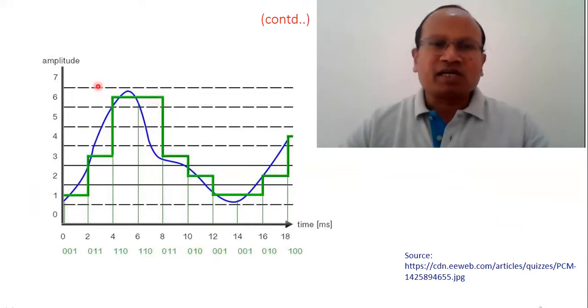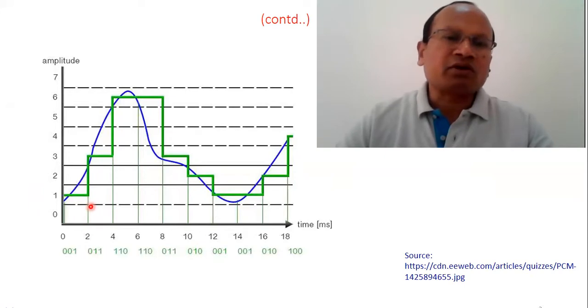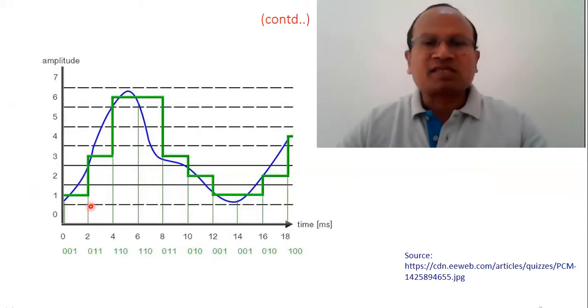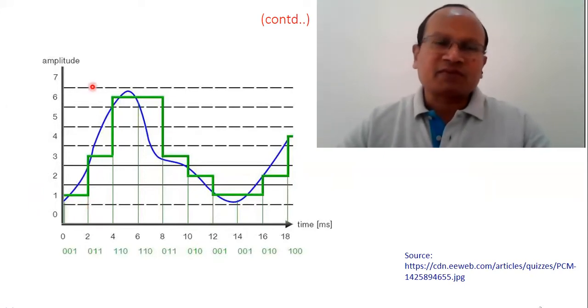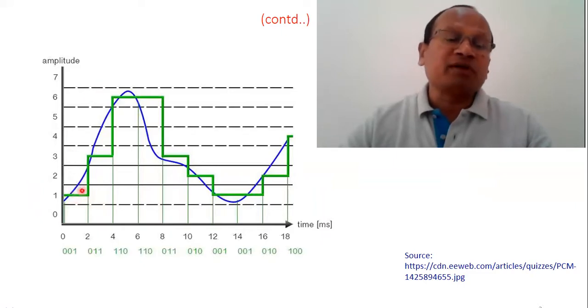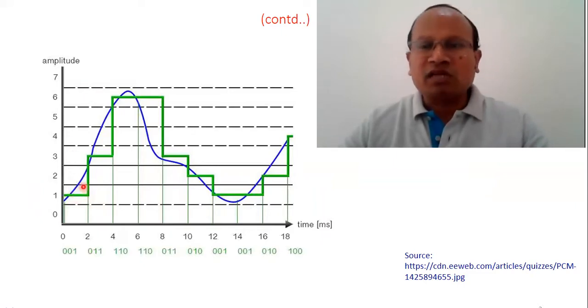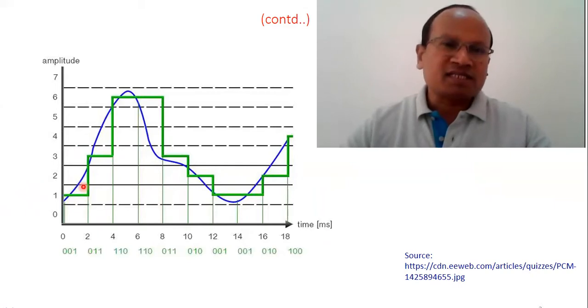Based on 8 quantization levels, there are 8 steps, and the individual duration or width of one step is called the step size. And as there are 8 steps, each sample will be encoded into 3 bits, since 2 to the power 3 is 8.